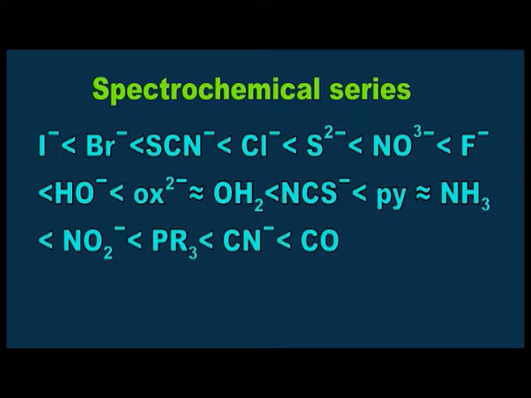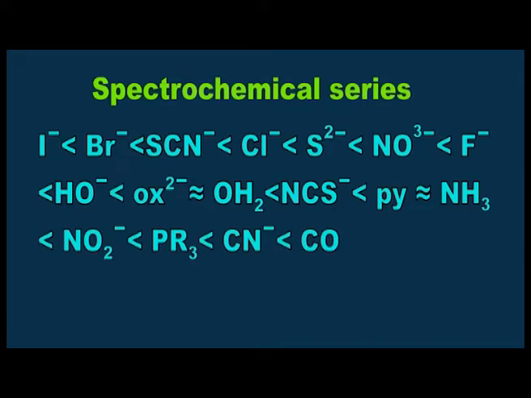The ligands that produce significant crystal field splitting but not enough to cross the pairing energy, like water, oxalate, OH-, etc., are called moderately weak ligands. The ligands that produce sufficient energy to overcome the pairing energy are called moderately strong ligands. Examples of such ligands are N-donor of thiocyanate, pyridine, ammonia, etc.